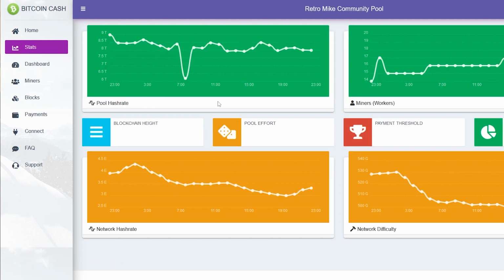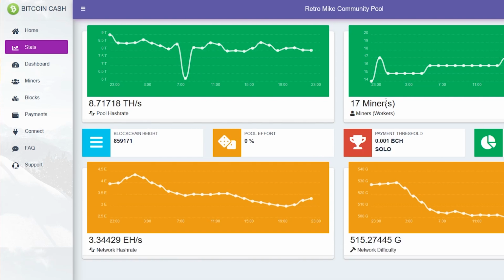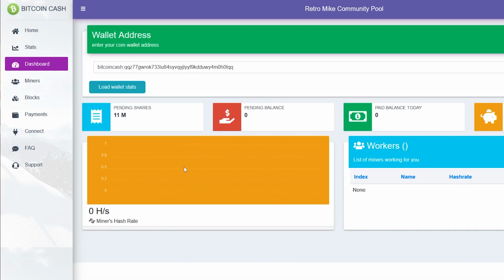But yeah, I was mining on this. I was only getting between 1 to 3 terahash. But solo mining on two miners, the hash rate seems to be quite a bit higher when it is actually hashing. So we got this mining for 24 hours on Retro Mike's mining pool, Bitcoin Cash Solo.